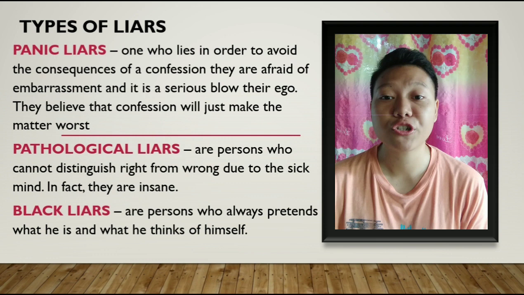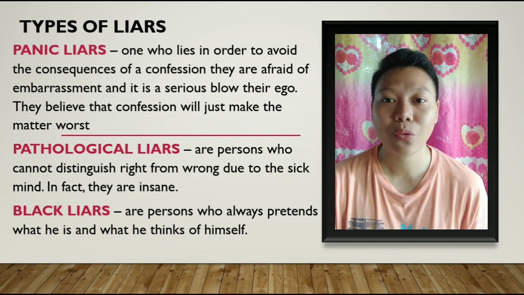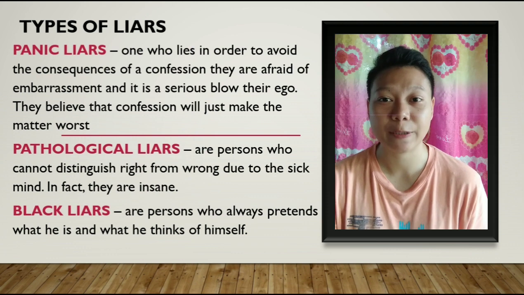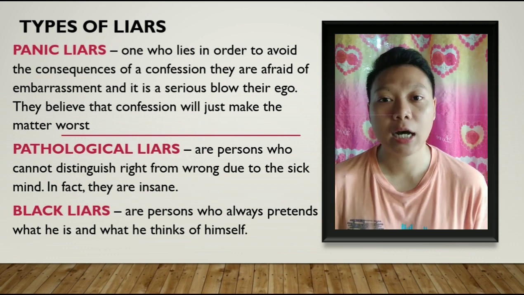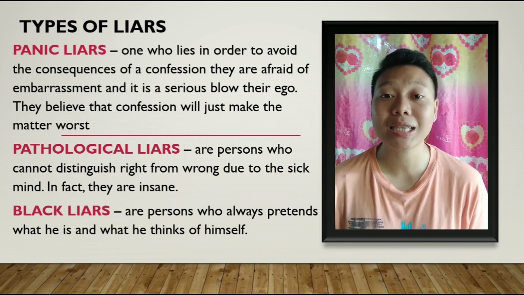Second is pathological liars. They are those liars who cannot distinguish right from wrong due to a sick mind. In fact, they are insane. And lastly, black liars. They are persons who always pretend about what they are and what they think of themselves.